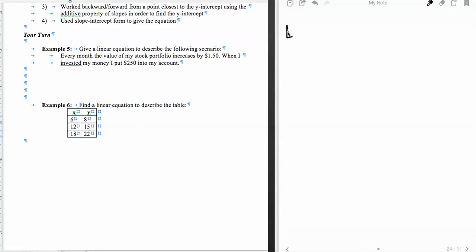Okay, working example number 5. The first thing I want to do is read the problem. So I'm going to give a linear equation to describe the scenario. It says every month the value of my stock portfolio increases by $1.50. Oh, that tells me I'm doing this per this. Oh my gosh, well that must be rate of change. So that's my rate of change. So I'm going to write that down as such, right? And so that's 1.50. And I'm not going to use my units because I already have them written here.